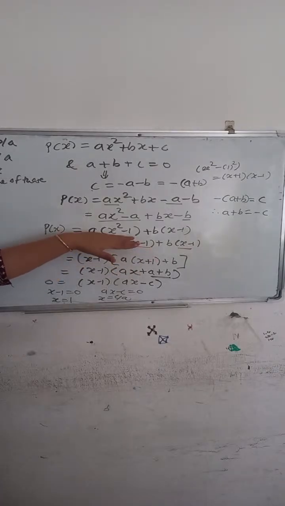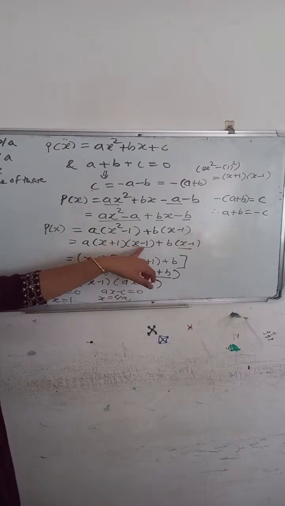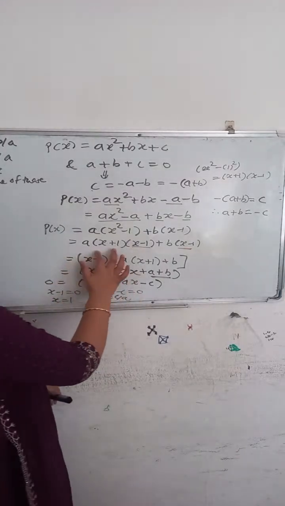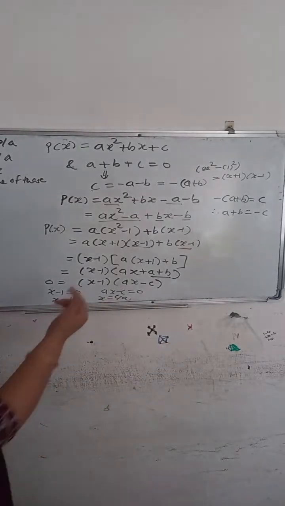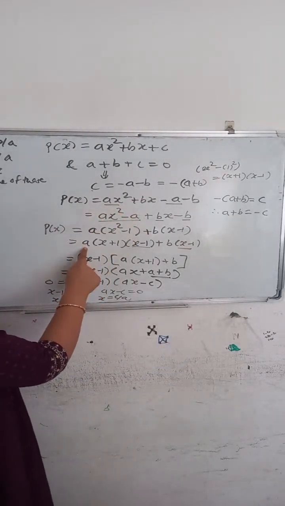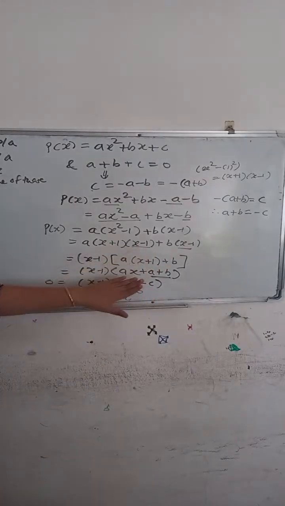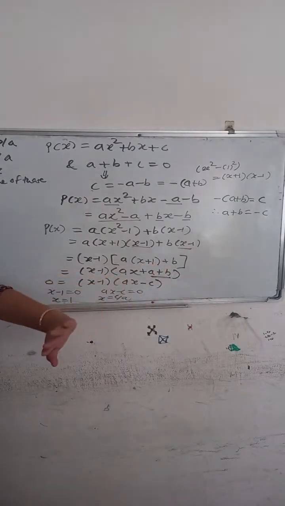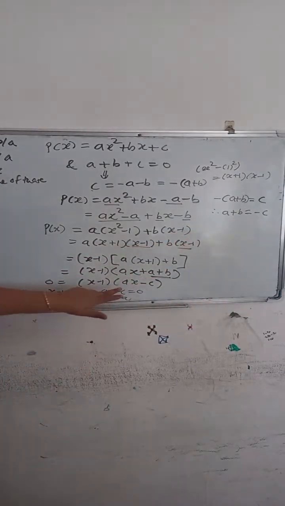So apply that identity here and I got a, x plus 1, x minus 1, plus b, x minus 1. Now if you observe this a and b term, then x minus 1 is common. Take x minus 1 outside. So the remaining is a, x plus 1, plus b. Now multiply this a inside the bracket. So you will get ax plus a plus b. But here I got a plus b as minus c, that I substituted. So I got ax minus c into x minus 1.